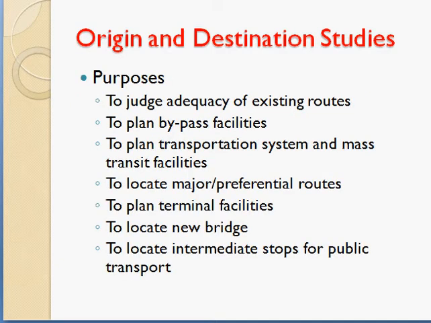Now the purposes of origin and destination studies include all these. One is to judge the adequacy of the existing routes. If you are considering some places, maybe the traffic flow from one place to another will be more. So you can check whether the available routes are adequate for carrying that much traffic flow. Then, to plan a bypass facility.